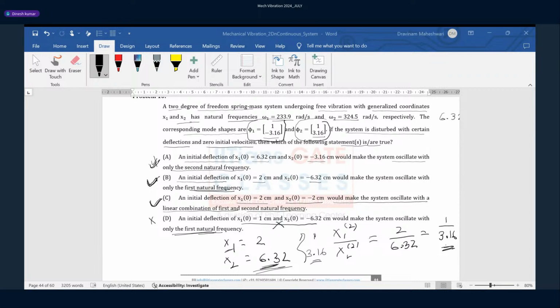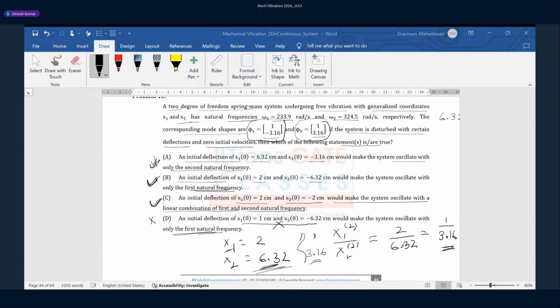Ashish, why D is correct? Option D is wrong, option A is wrong. What is the correct option? B and C are the correct options. Okay, so yeah, option C. You want me to tell option C?